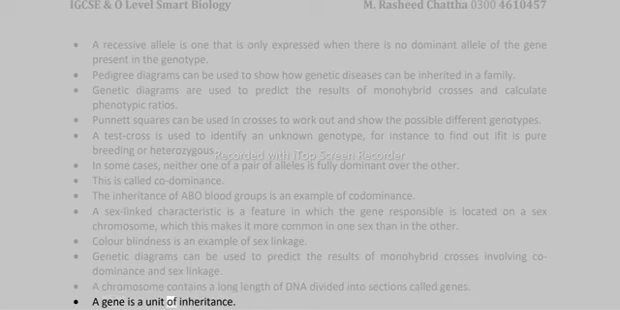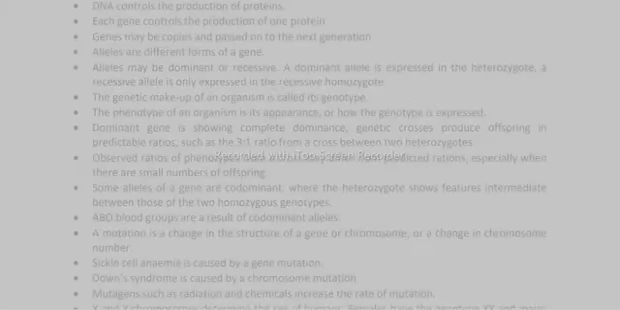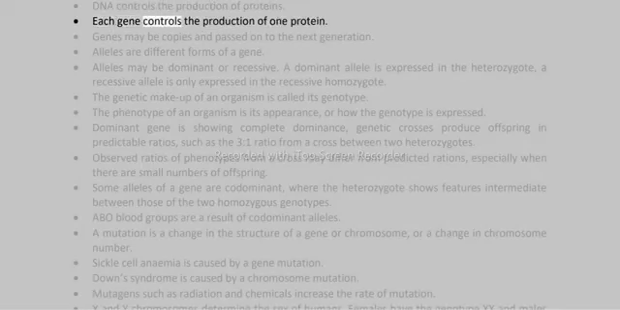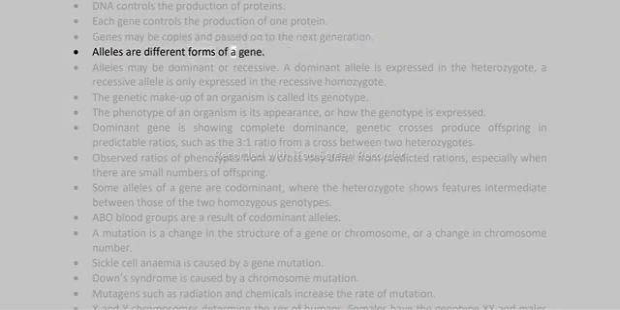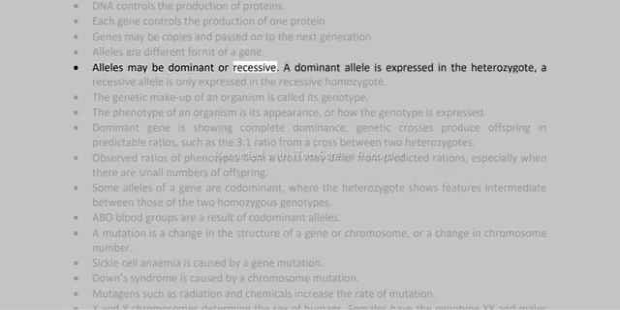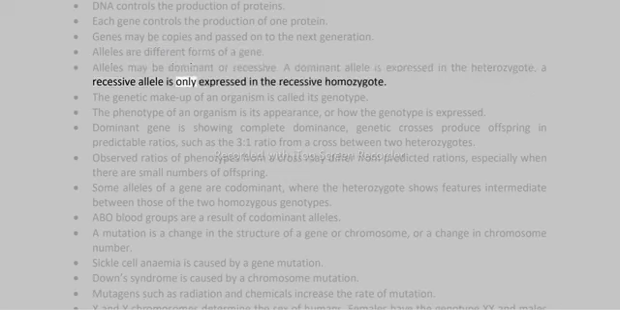A gene is a unit of inheritance. DNA controls the production of proteins. Each gene controls a protein. Genes may be copied and passed on to the next generation. Alleles are different forms of a gene. Alleles may be dominant or recessive. A dominant allele is expressed in the heterozygote, a recessive allele is only expressed in the recessive homozygote.